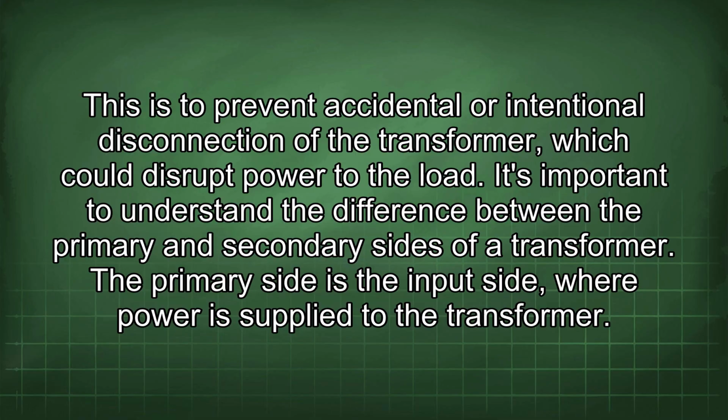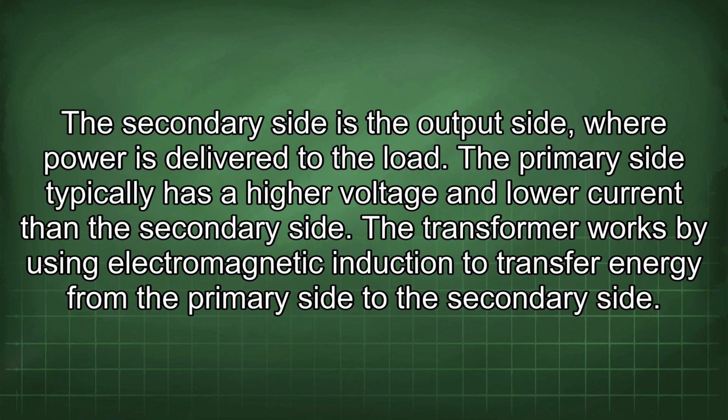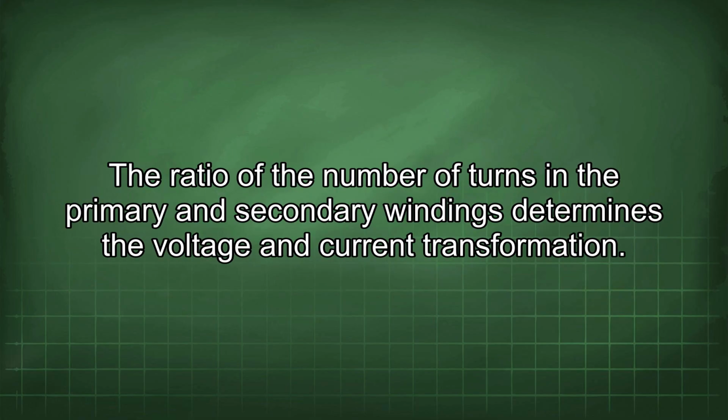It's important to understand the difference between the primary and secondary sides of a transformer. The primary side is the input side, where power is supplied to the transformer. The secondary side is the output side, where power is delivered to the load. The primary side typically has a higher voltage and lower current than the secondary side. The transformer works by using electromagnetic induction to transfer energy from the primary side to the secondary side. The ratio of the number of turns in the primary and secondary windings determines the voltage and current transformation.